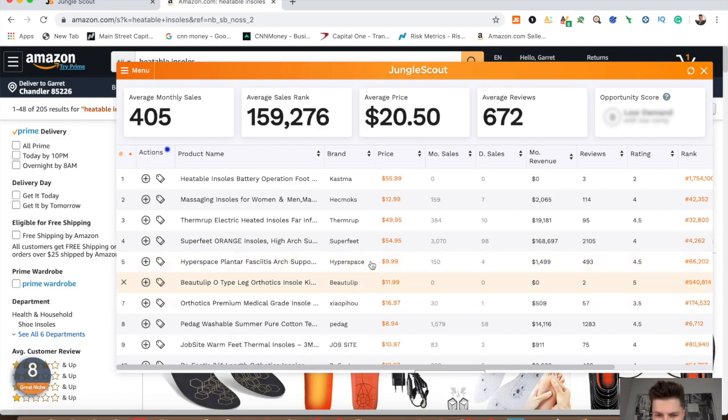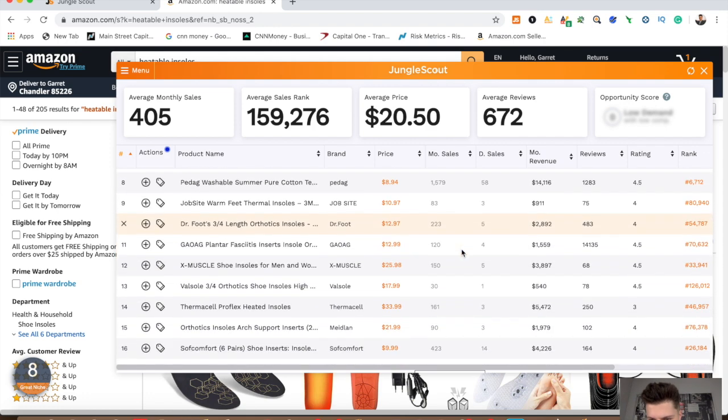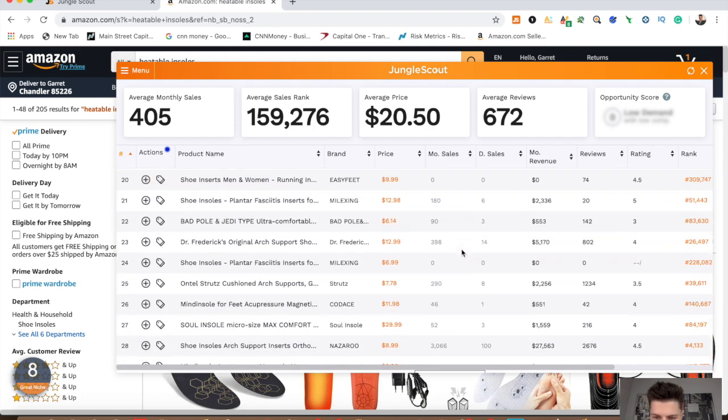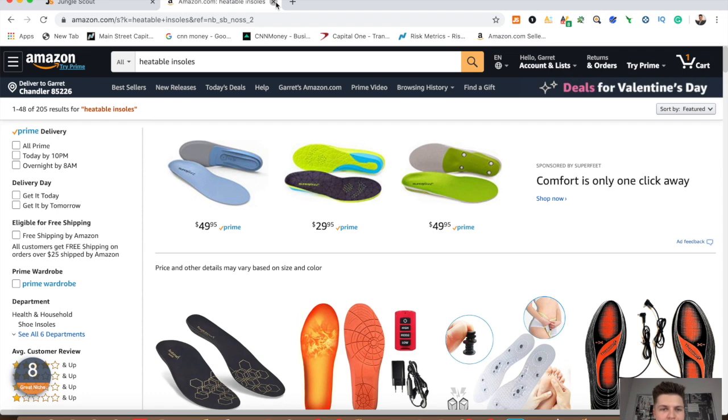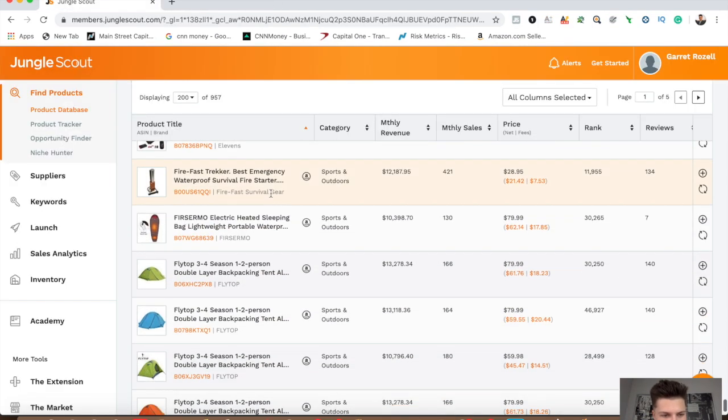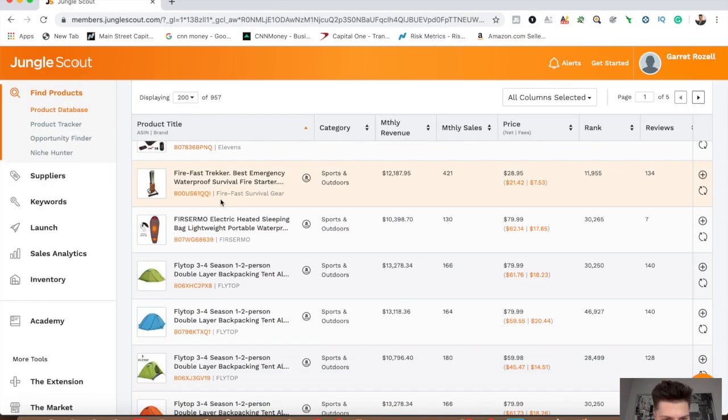All right, guys, now with the numbers pulled up, as we can see, the results are kind of spread out. There's like 1 or 2 guys completely dominating, and the rest of them aren't getting a lot of sales. So I'd say I would not want to get into a product market like that. Let's keep doing some more research, maybe finding another 1 or 2.